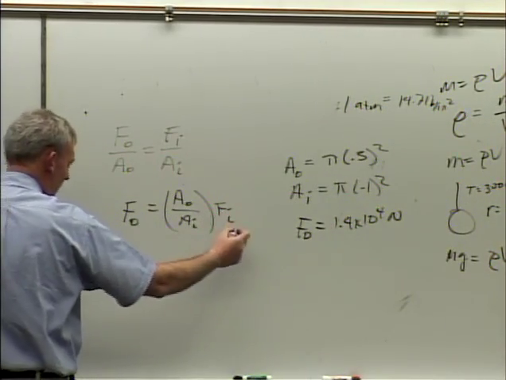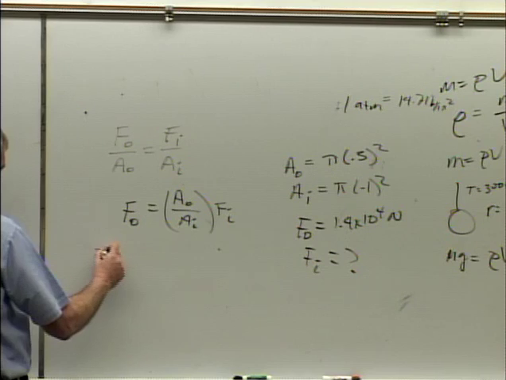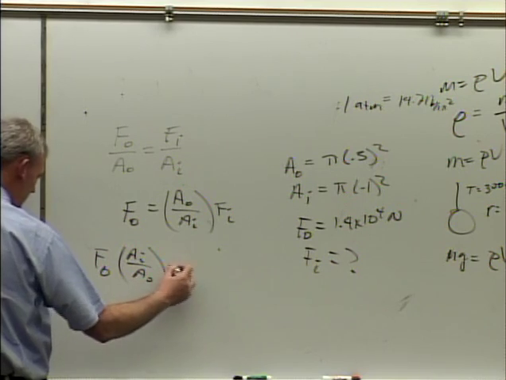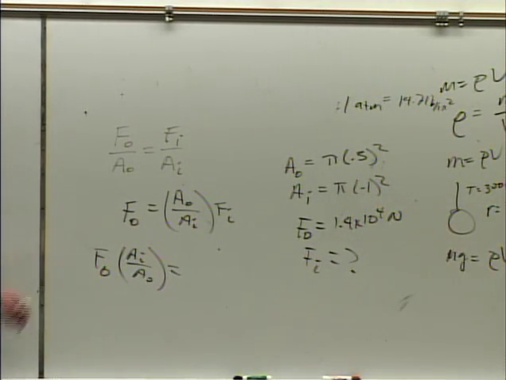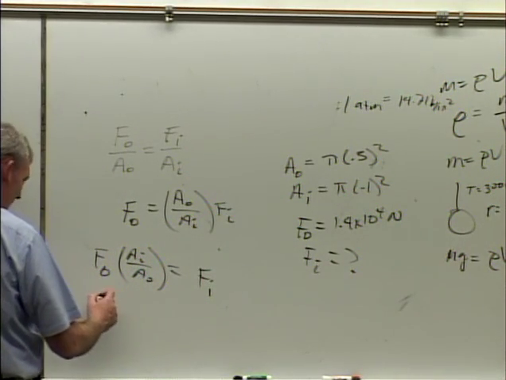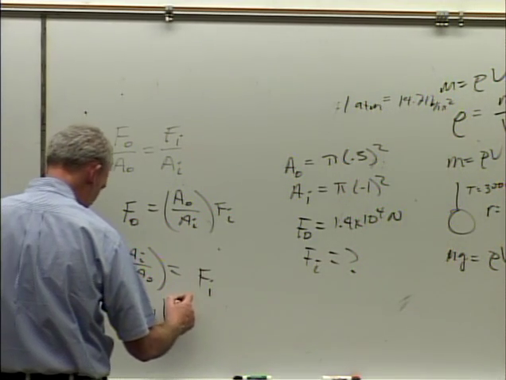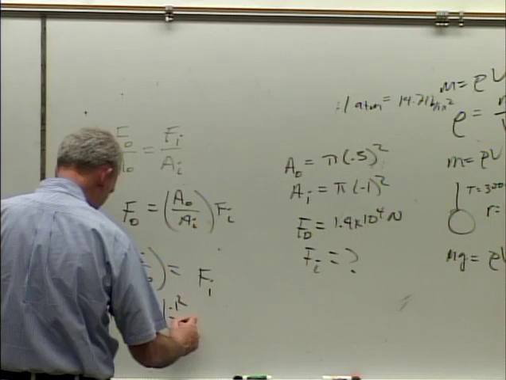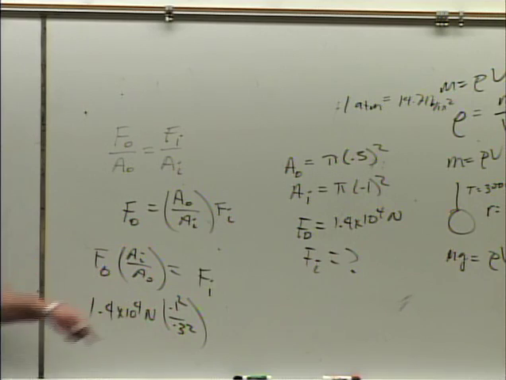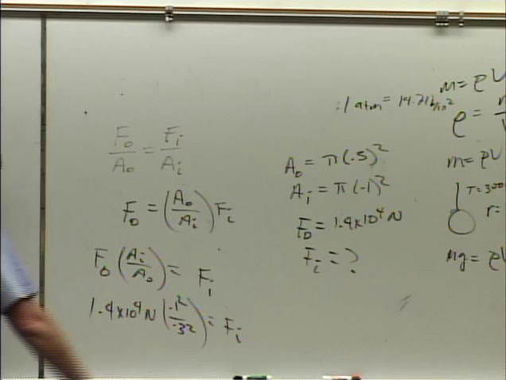So we're after Fi. I've got to rearrange this a little bit, and I'll go FO times AI over AO equals Fi. So my pi's cancel, and I wind up with 1.4 times 10 to the fourth newtons times 0.1 squared over 0.3 squared, and that's going to come out to be basically 1 over 9. So it's just 1.4 divided by 9.